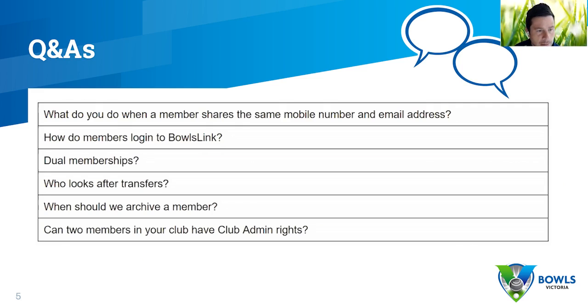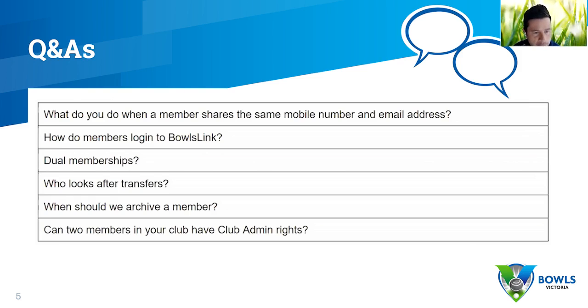Dual memberships. I did touch on that a little bit in the session, but it's a great question and a common question that we get at Bowls Victoria. It is done through Bowls Victoria at the moment. So there's a process of requesting to be added to someone else's database, and they don't get a new ID number. It's just the same ID number, but they'll be added. And generally that'll be a secondary club. It won't be as your primary club. Primary clubs are done as transfers. So that's really important. And who looks after transfers? Quite relevant to what we're talking about. That's Bowls Victoria.